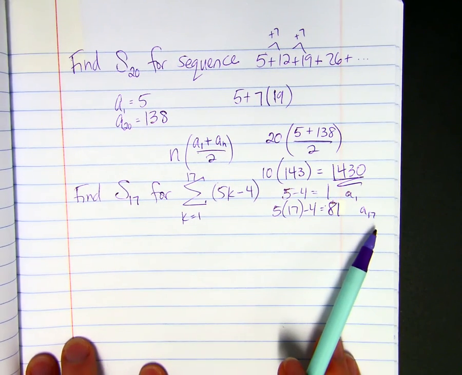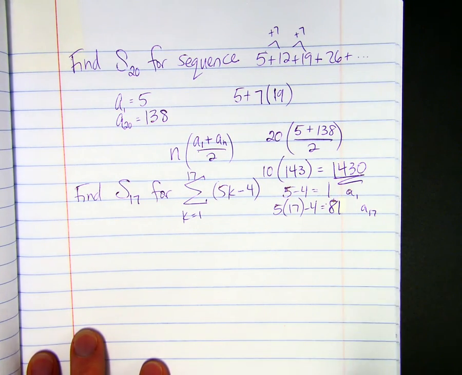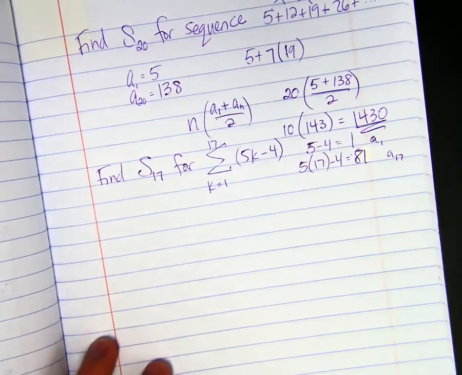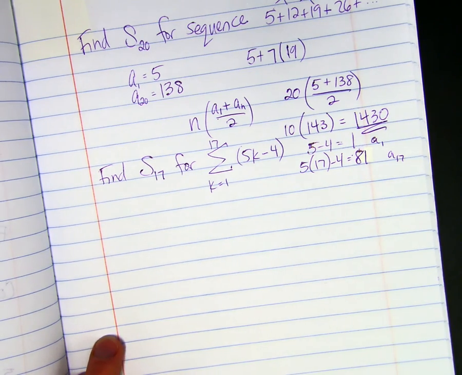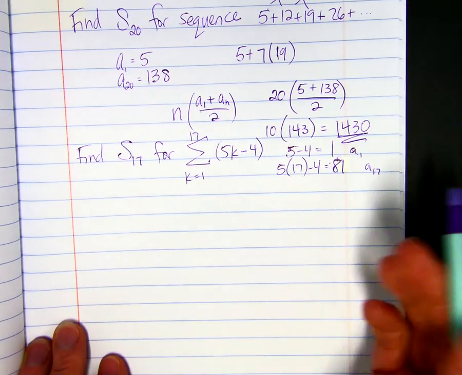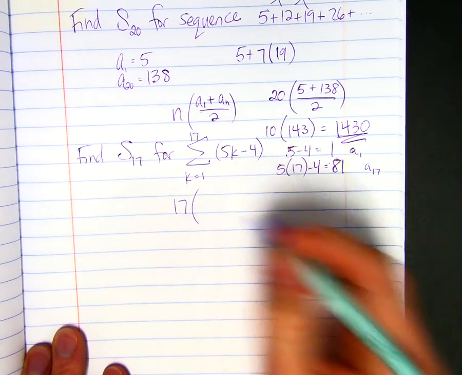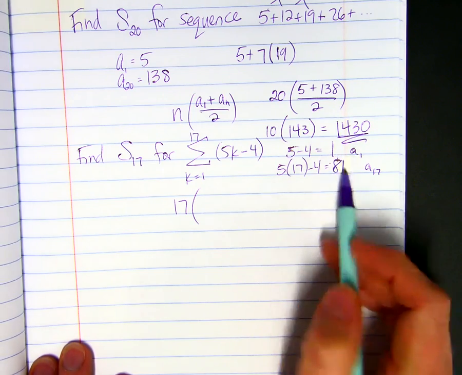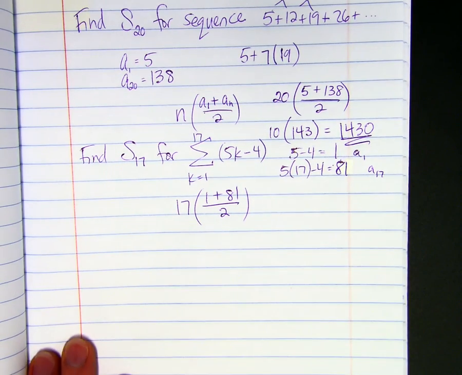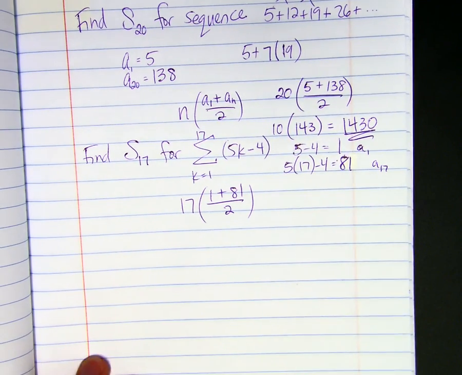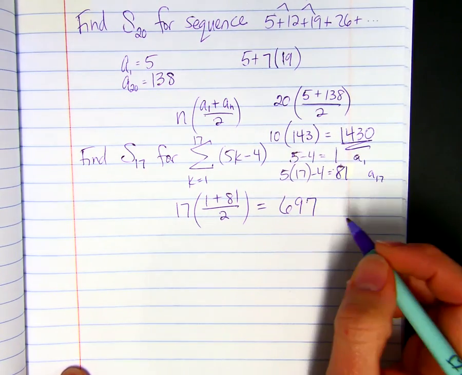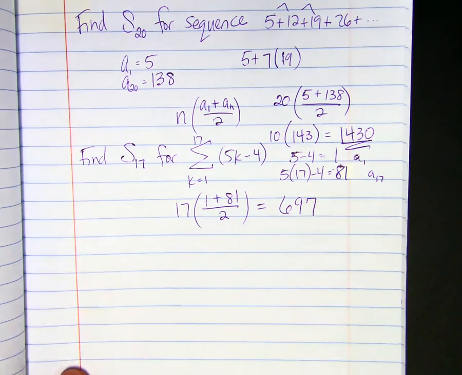Okay, so a sub 17 is different. That is the 17th term that you are adding. S sub 17 is the actual sum when you add those 17 terms together. So you have to know the first to the 17th in order to find the actual sum, which is just 17 times 1 plus 81 over 2, which is 41. And then this will give me the sum. 41 times 17, which is 697. Okay, that's our answer.